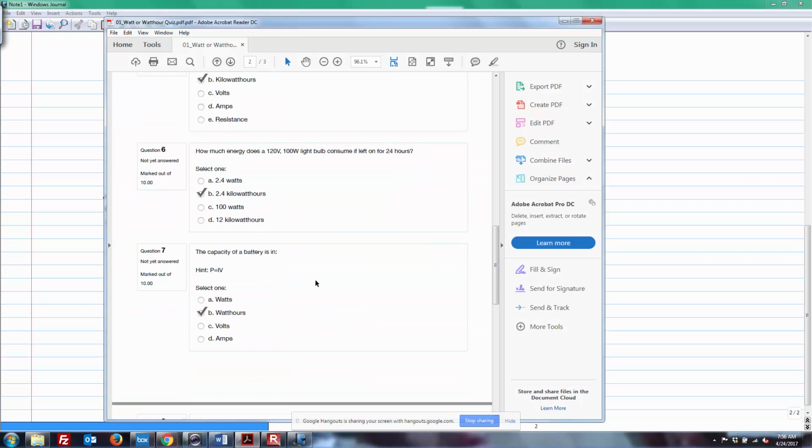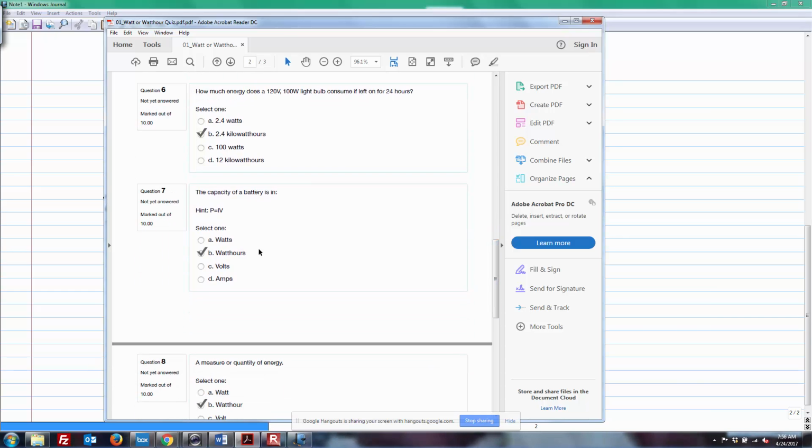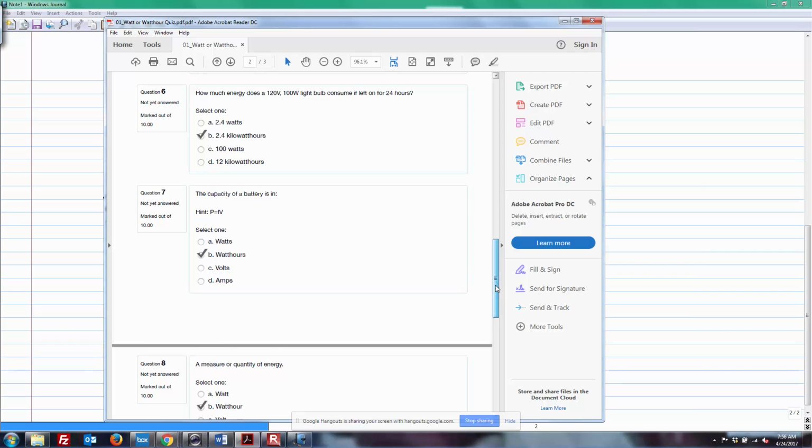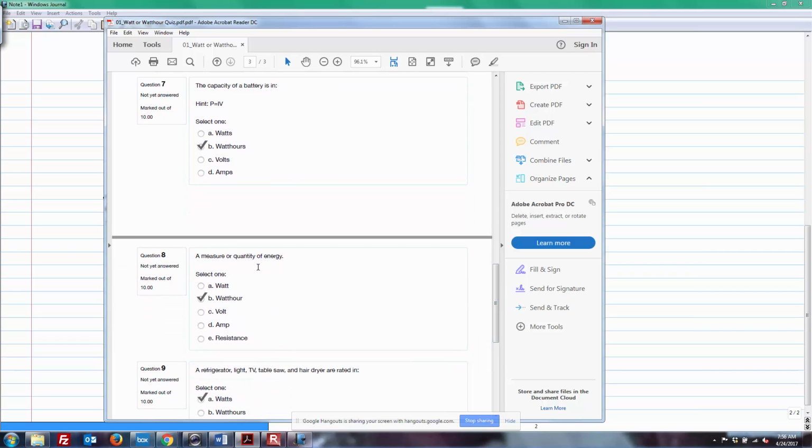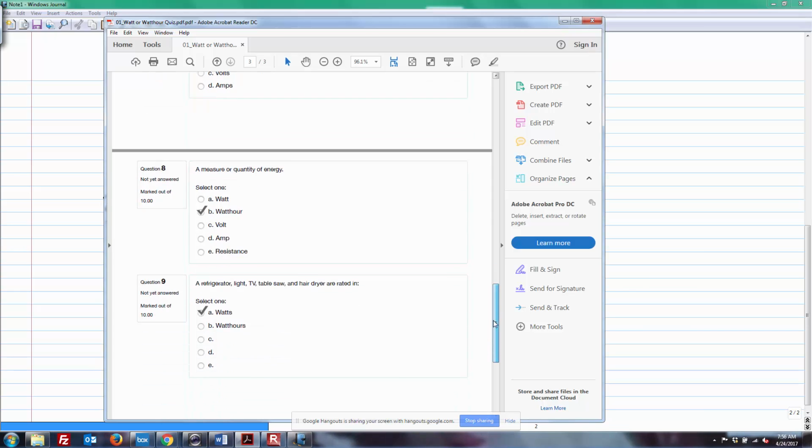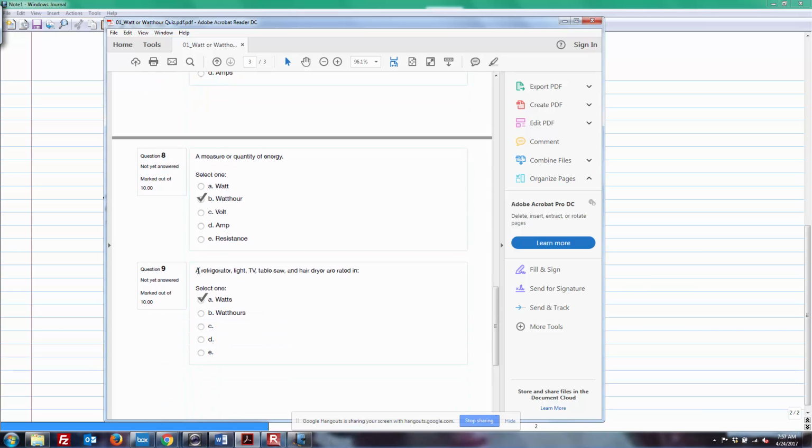Okay, same thing, the capacity of a battery. A battery stores energy. So again, energy is measured in watt hours. Sometimes it's also measured in amp hours, and I'll talk more about that shortly. Again, energy is watt hours. If you are running different equipment, they're going to be measured in power. How much power do they draw?